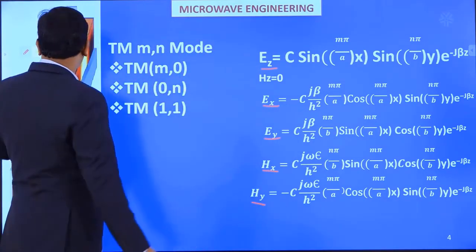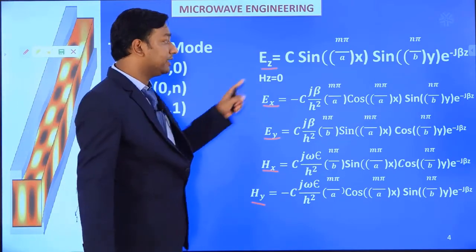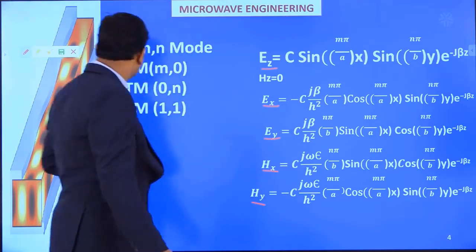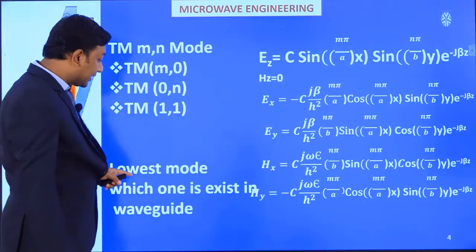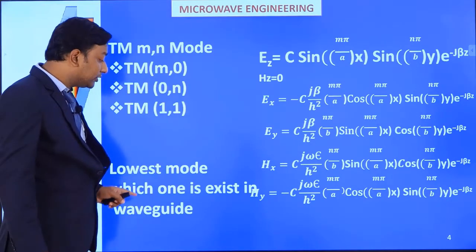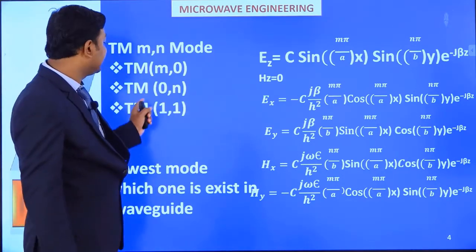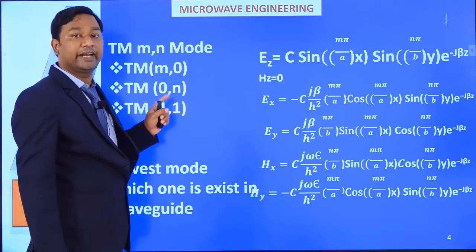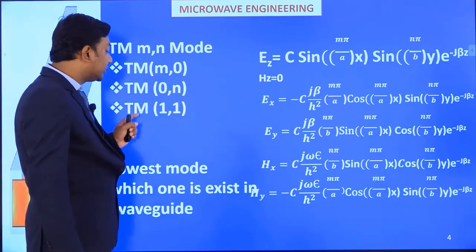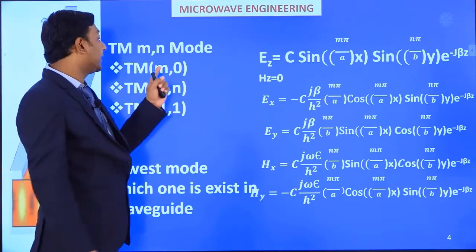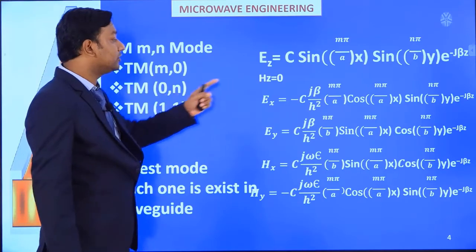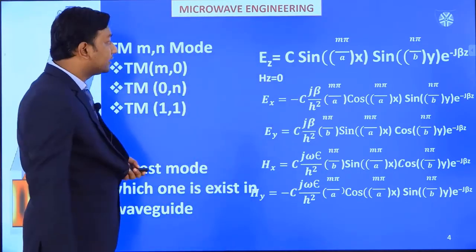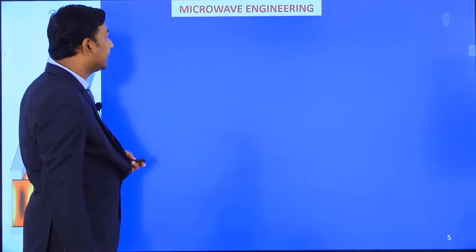So we can say that for m equal to 1 and n equal to 1, the field is present or the field exists. So for the transverse magnetic case, the lowest mode which exists in the waveguide is TM11. So that is the transverse magnetic mode of a rectangular waveguide. The lowest mode exists at the 1, 1 case. For m equal to 0 or n equal to 0, no field exists. Okay. Now we will move to the next part, that is called the transverse electric case.